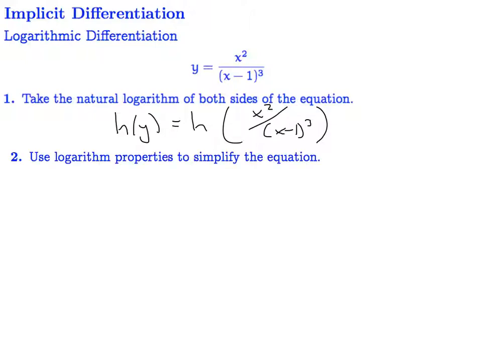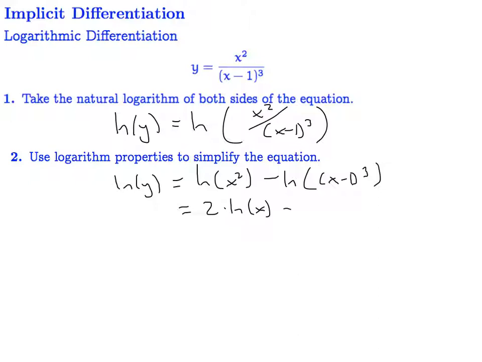The next thing we want to do is we're going to use these logs to simplify things. So on the left we still have natural log of y. There's usually not a lot that's going to happen over there. But on the right hand side we can break this up first into two separate logarithms using the division property, and using the power property we can simplify this down quite a bit as well, because those exponents just come down in front.